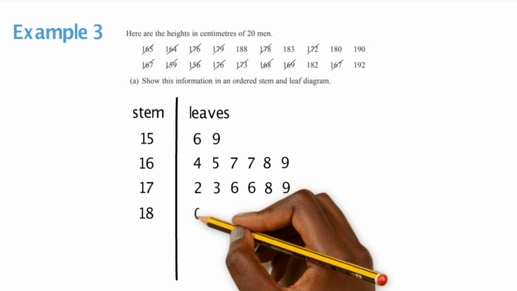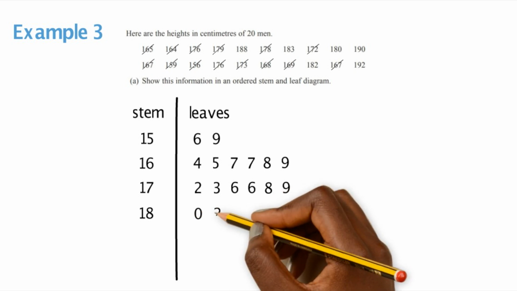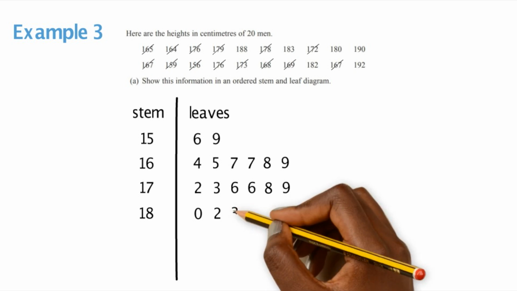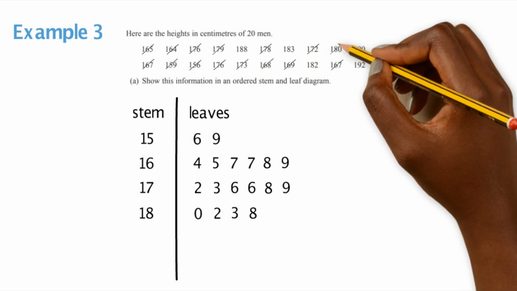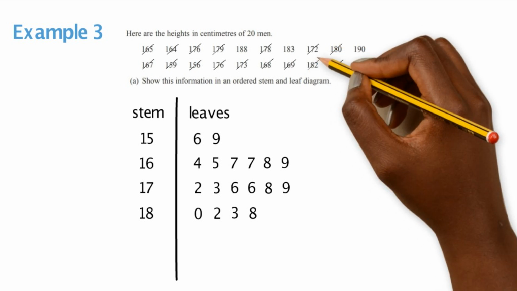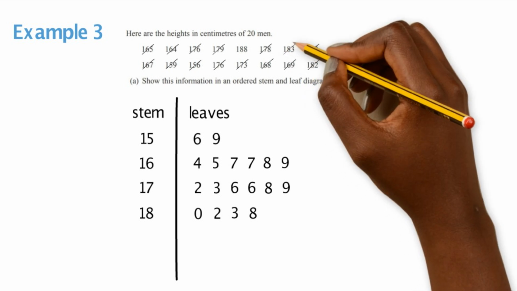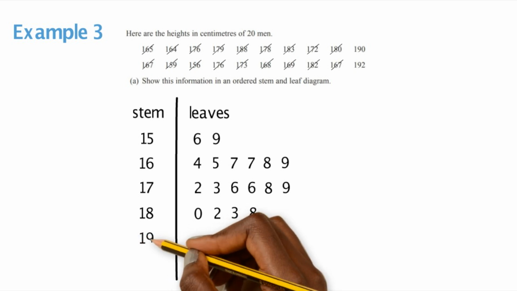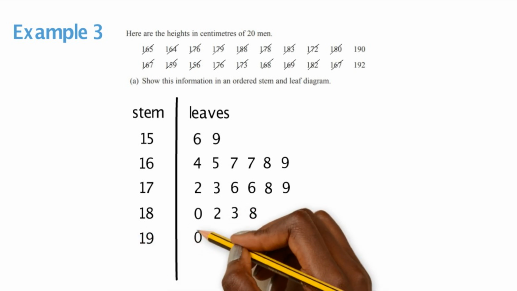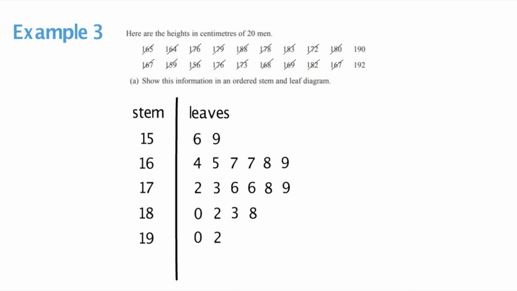Then we would look at our 180s. And then we got the 0, the 2, the 3, and the 8. And then we just had the 0 and the 2.